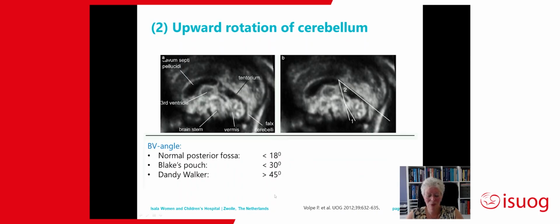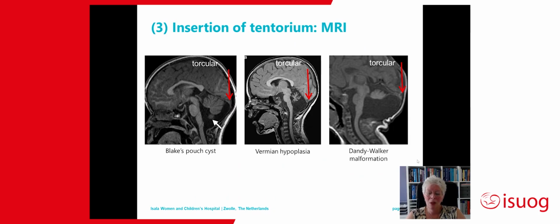And so if we look at these degrees, this can help us to differentiate between the different malformations. Then if we look at the insertion of the tentorium, when we have a Blake's pouch cyst, we have a normal insertion of the torcular. With the vermian hypoplasia, we mostly also have a normal insertion of the torcular. And when we have a Dandy Walker malformation, we have a high insertion of the torcular.